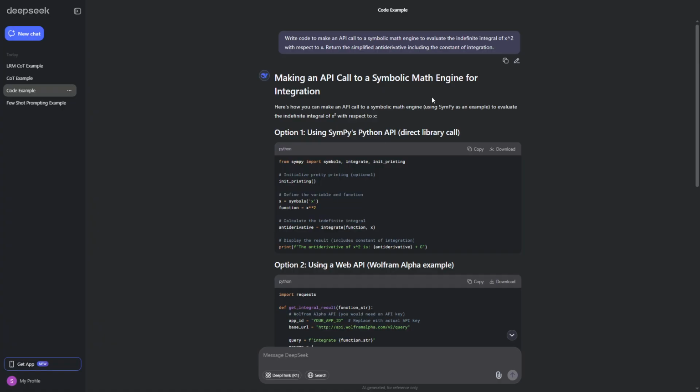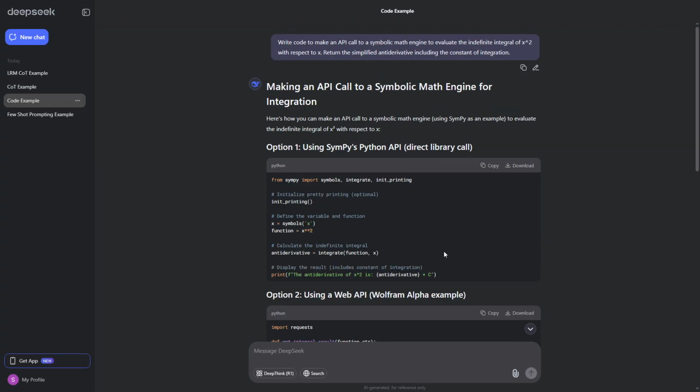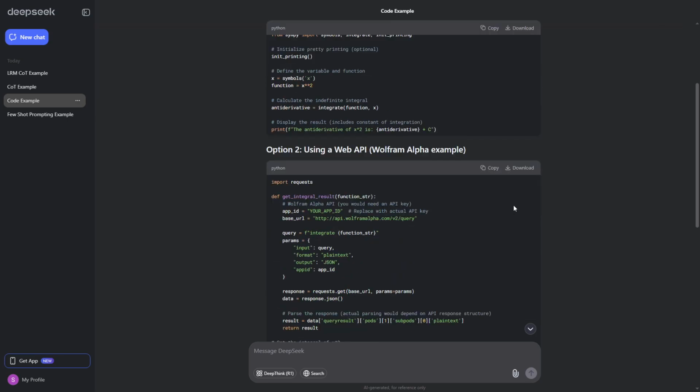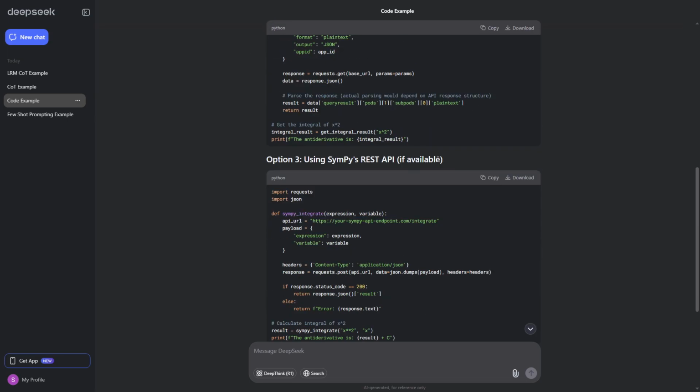So here we prompt a large language model to solve an integral by calling upon APIs. It will write code, which it then will execute and call on an API. This one is using SymPy, symbolic Python. This one is using Wolfram Alpha.